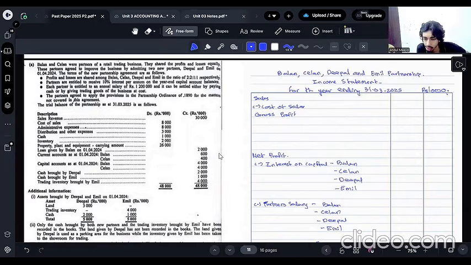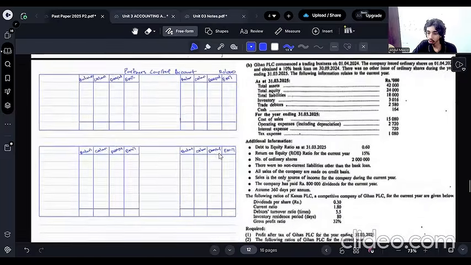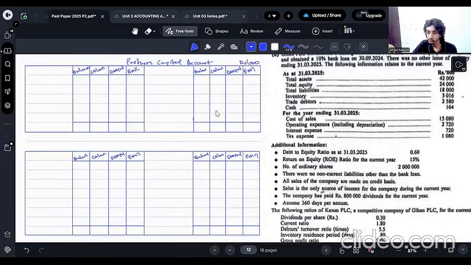And they are saying it can be settled either by paying cash or by giving trading goods of the business at cost. Then the partners agreed to apply the provisions of the Partnership Ordinance of 1890 for the matters that are not covered in the agreement. So now, first of all, you can start off with additional information one. Now here what's happening, there are two new members who are joining in the beginning of the year. So you can record the partner's capital account and current account with 4 columns. Current account.